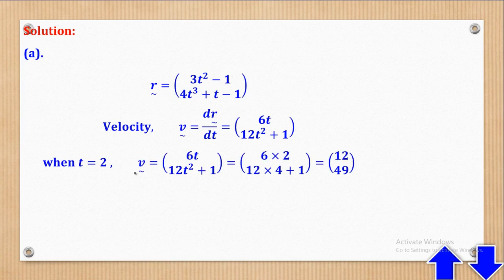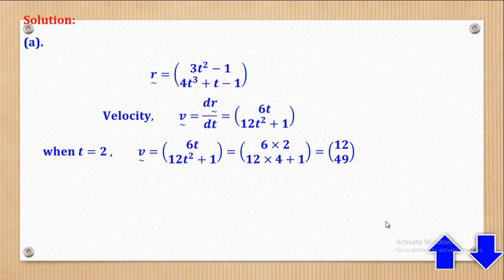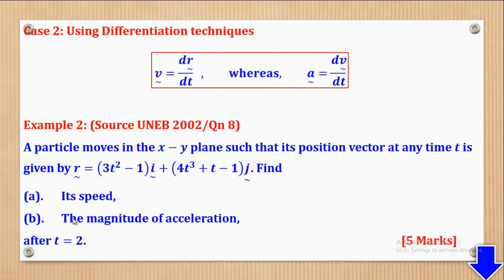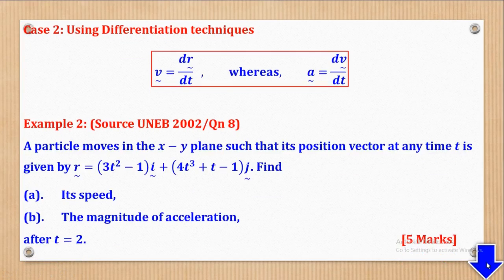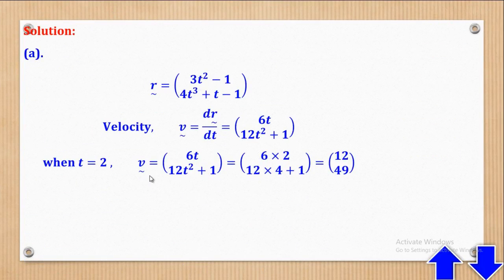So I'll come here and say that when t is equal to 2, therefore I'll substitute for t here. Where there is t, I'll put 2, to come up with 12, 49. Now that I've got velocity in vector form, I will come back and remember that they ask for speed. Speed means magnitude. So I'll take this velocity and get its magnitude, and that will be the speed they want.